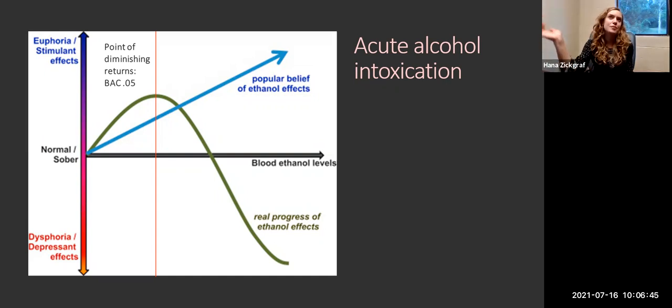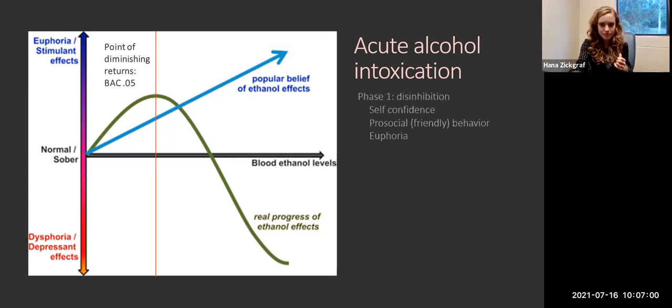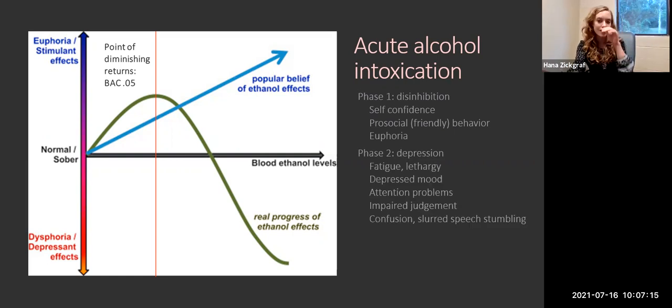This plateau and change in the effects of alcohol is contrary to popular beliefs and the way that alcohol intoxication is sometimes portrayed in the media, which would suggest that the positive fun effects of alcohol only increase the more that you drink. So the phases of alcohol intoxication basically track this curve of diminishing returns. Phase one, disinhibition, is the fun part of drinking, where alcohol makes you more confident, more friendly, and it makes your mood better. It makes you feel euphoric.